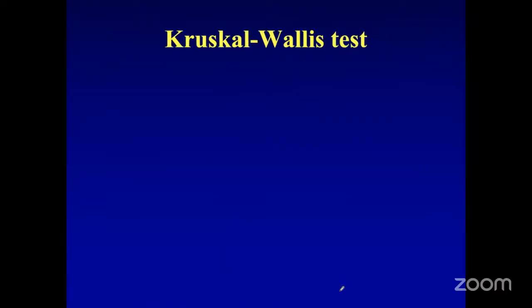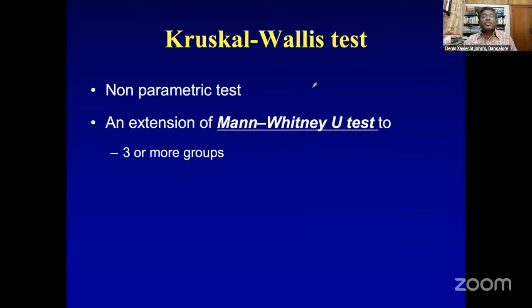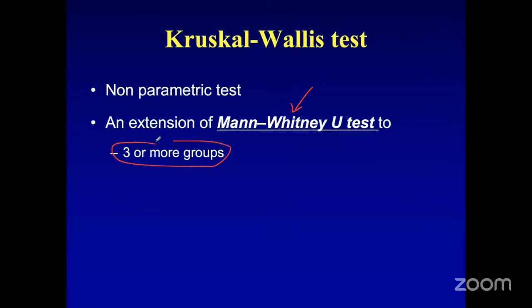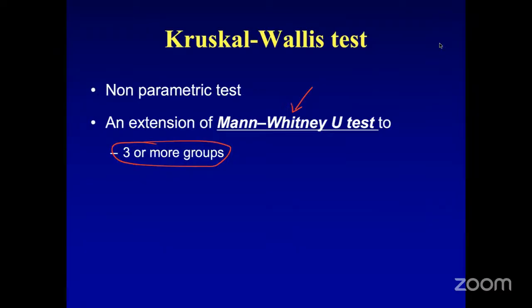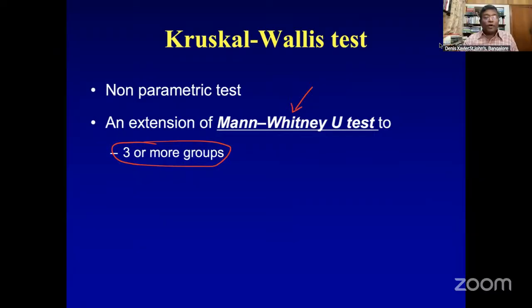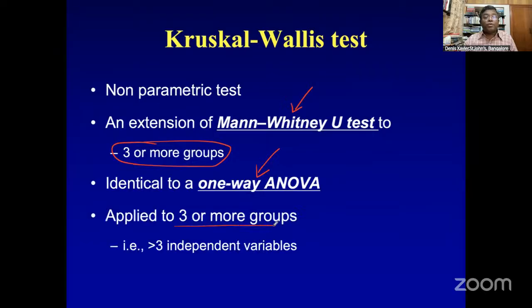Okay, the last test for us to look at in non-parametric is the Kruskal-Wallis test. Again, a non-parametric test, an extension of the Mann-Whitney U test for 3 or more groups. Can one of you tell us the parametric equivalent? It's ANOVA. It's analogous to the one-way ANOVA, applied to 3 or more groups, 3 or more independent variables.